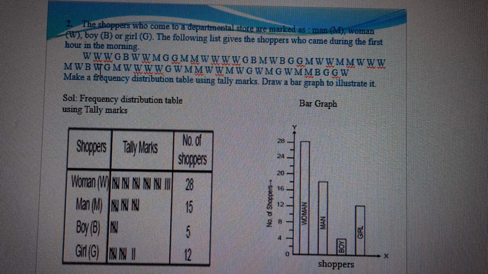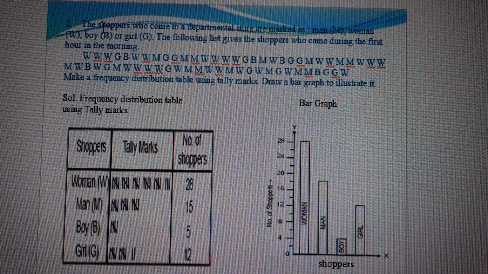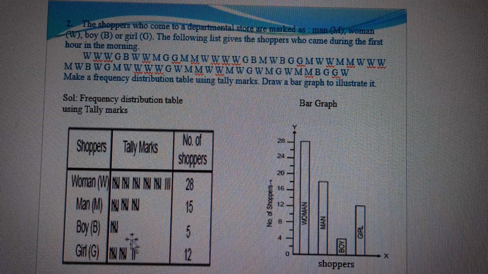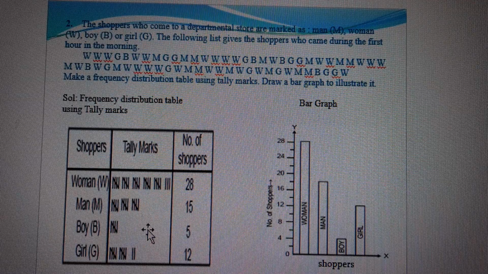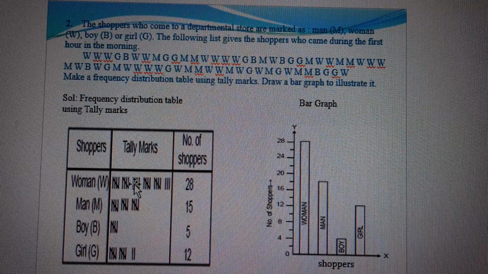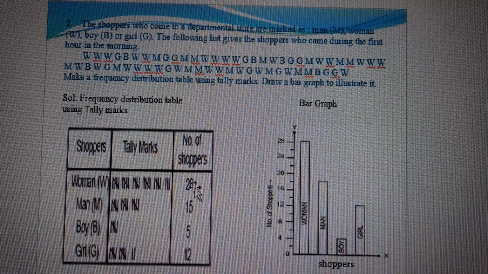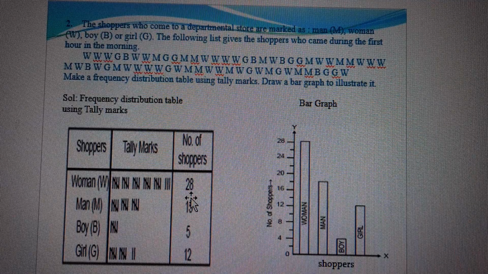Or the second option is just to read W, mark 1 for W, then again W, G. In this way you will mark tally marks here and then you will count 5 plus 5 is 10, plus 5 is 15, 20, 25, plus 3 is 28. So the number of shoppers, women, is 28.